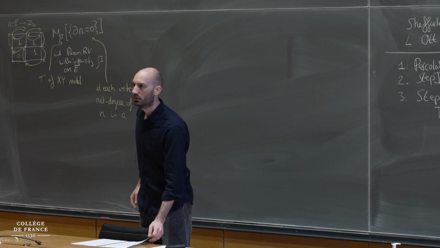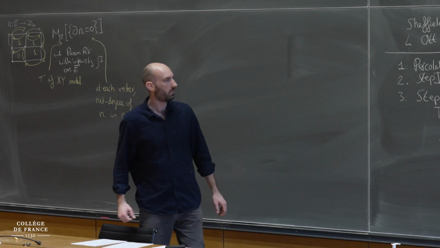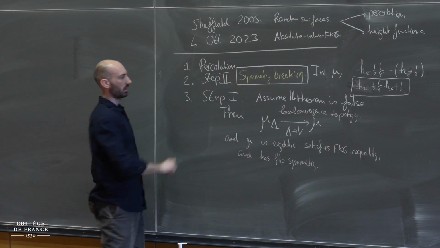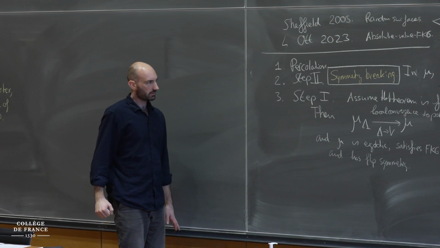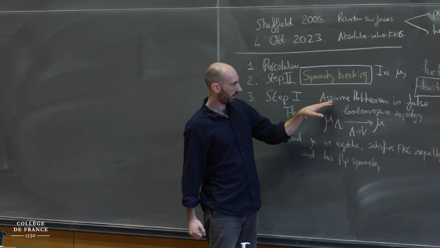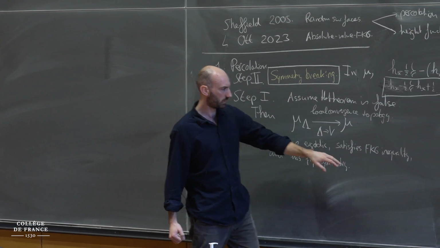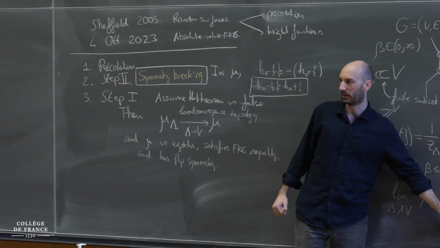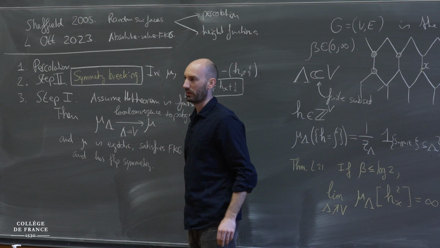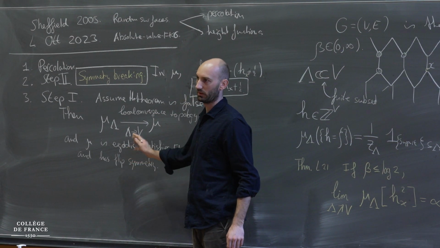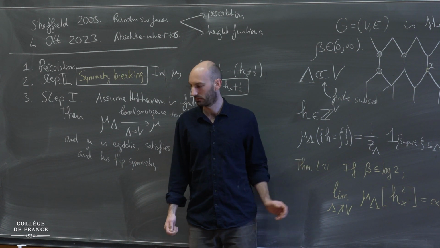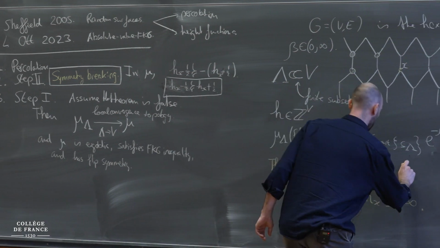Question: Where do you use beta less than log 2 in your proof? At which step? It's at the symmetry breaking. In fact, step 1 is always true. Here I say assume the theorem is false, but we could also say just assume that the variance is finite. If the variance is finite, then this whole step 1 holds true. You just assume that you're localized, you assume that this is finite. So this is called delocalization.